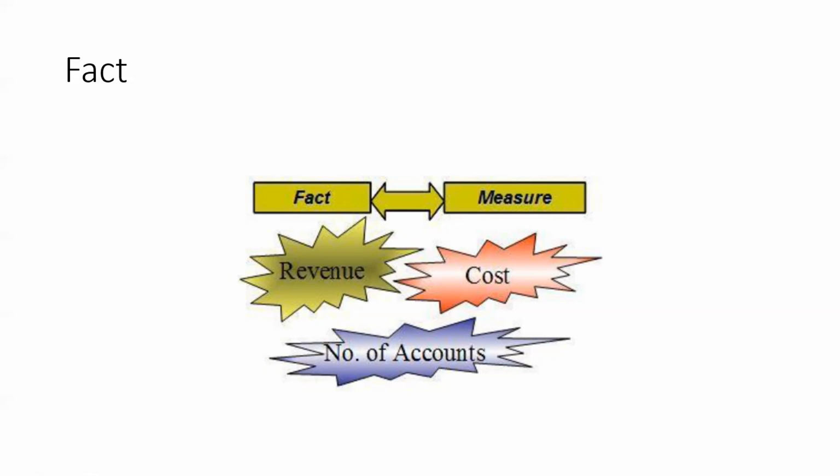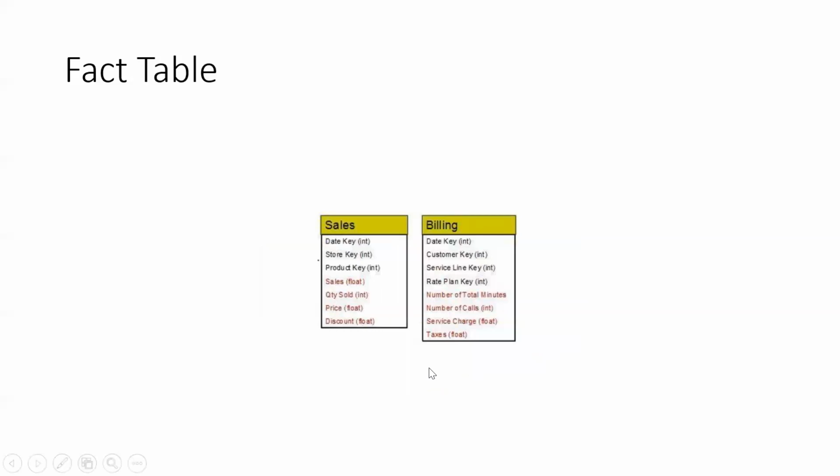Not in all cases can numeric data be fact. In some cases numeric data can be a dimension as well. That we will come to in detail maybe in tomorrow's session. But fact can generally be numerical data. Those are called facts, and all those facts can be stored in a particular table that is called a fact table. Sales table is a fact table. Billing table is a fact table.